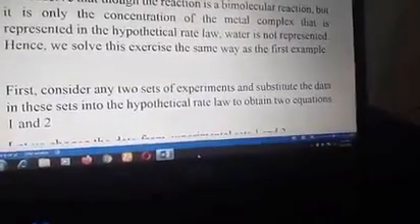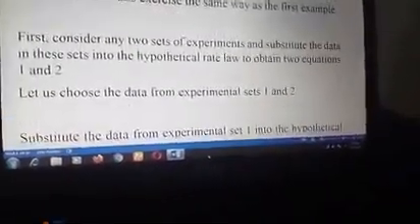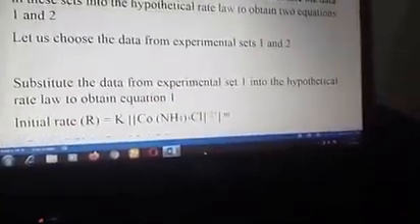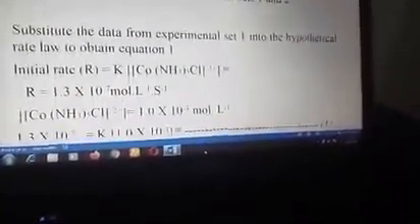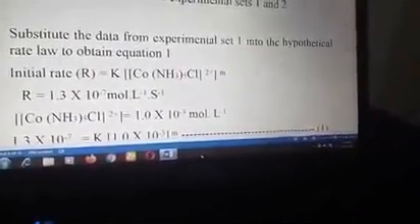I explained that before. So first, consider any two sets of experiment and substitute the data in these sets into the hypothetical rate law to obtain two equations, 1 and 2. So you choose any two sets of experiment. You can choose 1 and 2, you can choose 1 and 3, and so on. Let's say we substitute the data of the experiment from set 1. Let's choose set 1 now into the hypothetical rate law.